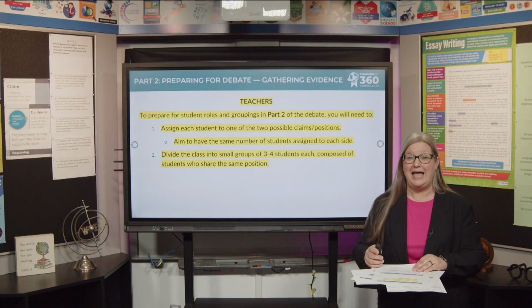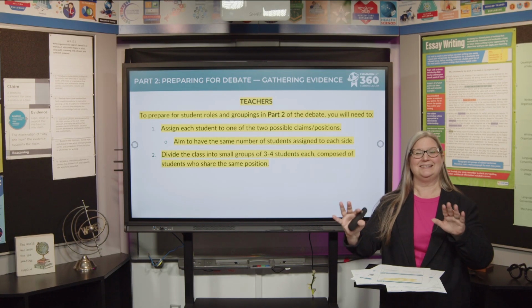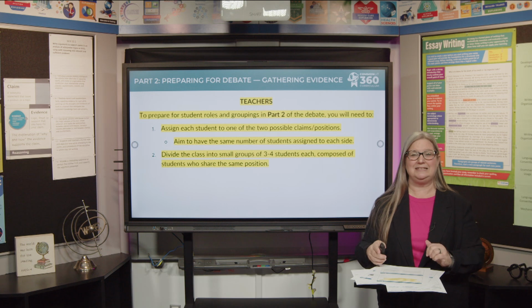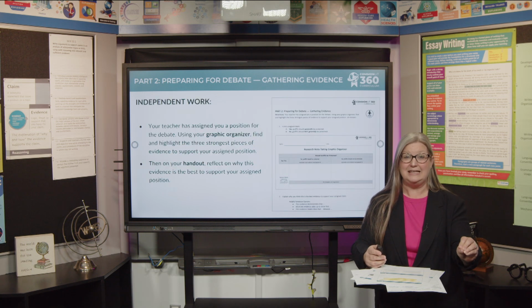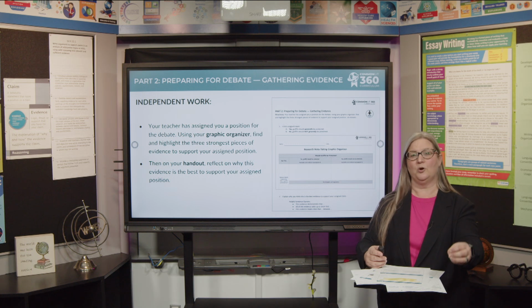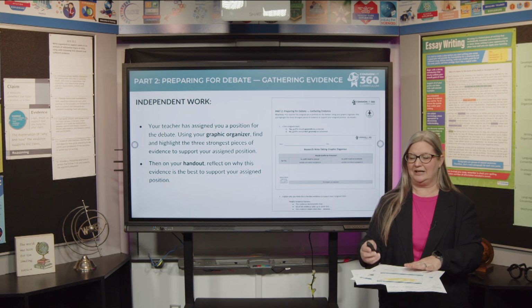Once that has happened and your teacher has decided how you're going to be split up into different groups, then you are going to work again independently as you are preparing for your debate. Here you are gathering evidence.